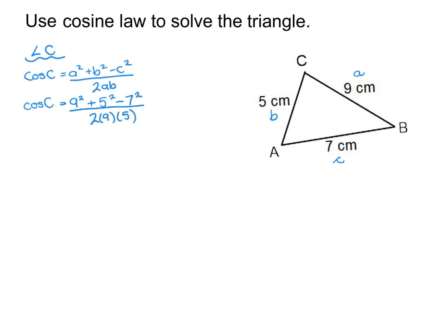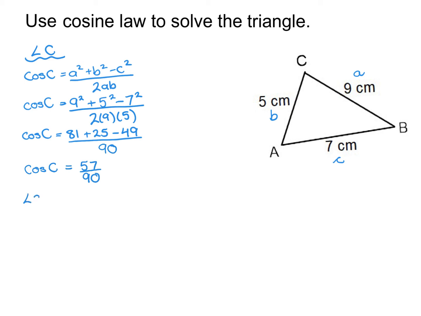Now let's calculate this. So I'm going to leave cos of angle C as it is, and 9 squared is 81, plus 5 squared, which is 25, minus 7 squared, which is 49. Now let's multiply the bottom numbers together. 2 times 9 times 5 comes to 90. Okay, so again, let's calculate some more. So cos of C, and I'm going to calculate the numbers on top, which comes to 57. All of that over 90.